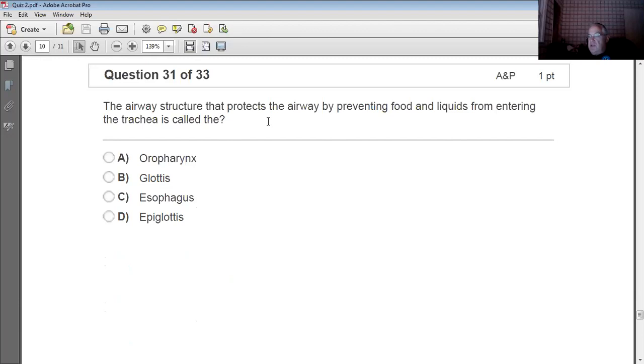The airway structure that protects the airway by preventing food and liquids from entering the trachea is called your epiglottis. So epi means above. So your glottis is the top of your trachea, okay, the windpipe. So the epiglottis is that leaf-like, flap-like structure that sits on top of your glottis that when you swallow, it closes the opening to the glottis, to the trachea, so that food will only go to your esophagus, your food pipe, okay? And again, the oropharynx is the term for your throat behind your mouth.